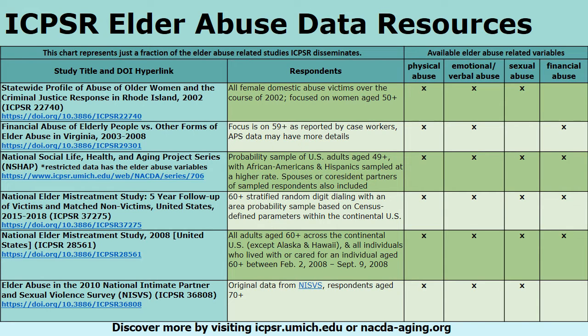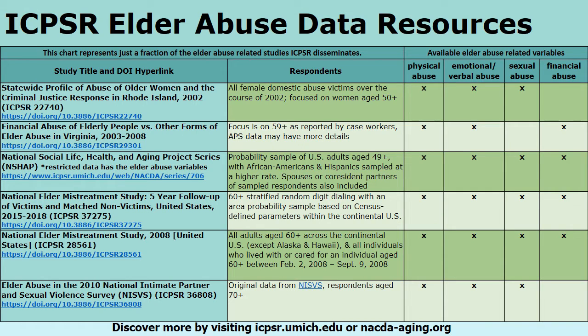Our last slide illustrates ICPSR elder abuse data resources. This chart represents just a fraction of these related studies ICPSR disseminates. But as you can see, these studies have many of the topics, variables from many of the topics that we discussed today. What I've listed is the study title and the DOI, which again is the best way to cite the data. I've listed a little bit of information about the respondent universe or sample to indicate that these are related samples, related age groups, related geographic coverage.